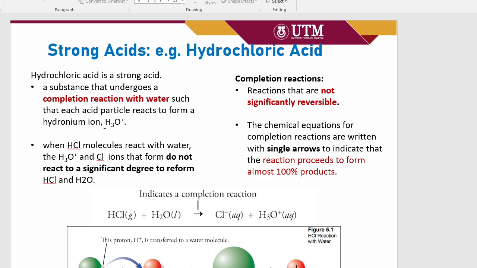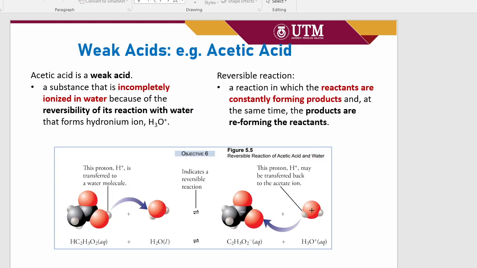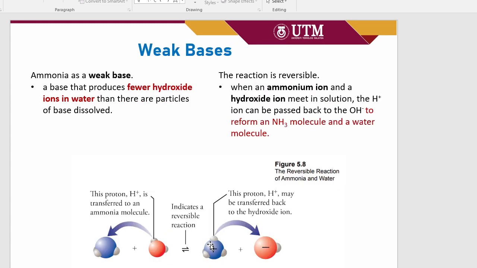Completion of reactions that are not significantly reversible. When hydrochloric acid molecules react with water, the hydronium and chloride ions that form do not react to a significant degree to form HCl and H2O. They completely form the chloride and the hydronium. They do not go back to the reactant. This is the difference: these are partial, these are complete.